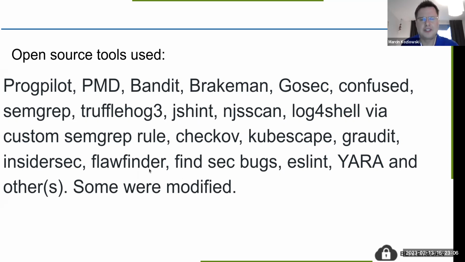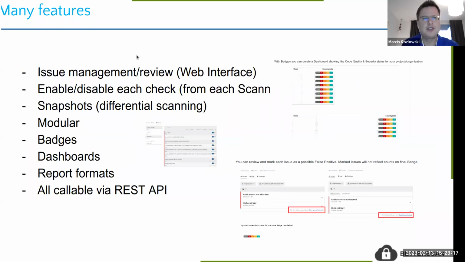FlowFinder, as I recall, it was for C, or no, it was Java. FindSec Bugs for C, ESLint, Yara. There are many tools there. You can see all in the code. So you have also many features.